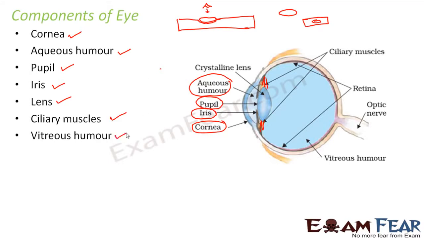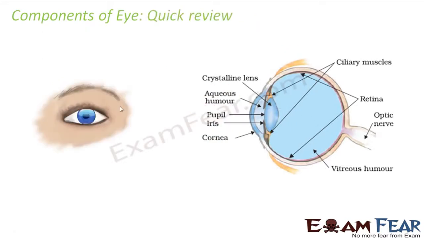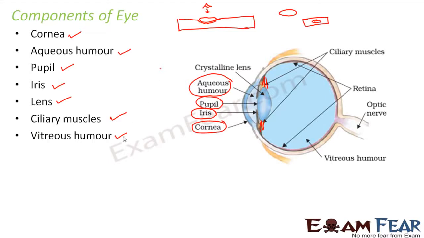Then comes the vitreous humor, that is another fluid-like structure. So here if you see, this entire region is filled with a fluid-like structure again, which is known as vitreous humor. And thereafter comes the most important one, that is the retina. Where is the retina? So this region is the retina. So this is the region where the image is actually formed. So the retina is the place where the image is formed, and the retina consists of something called rods and cones.